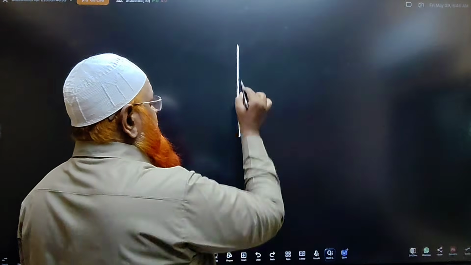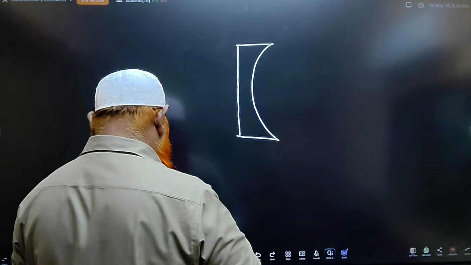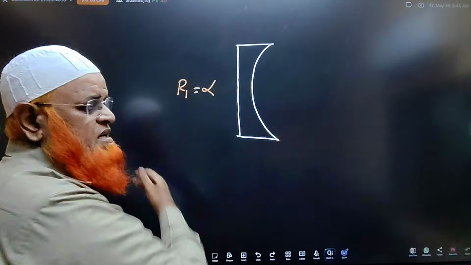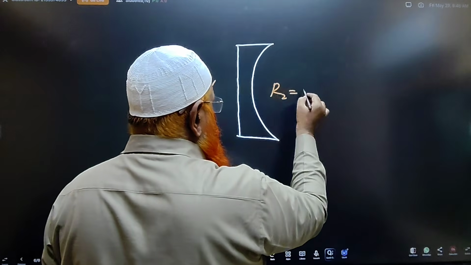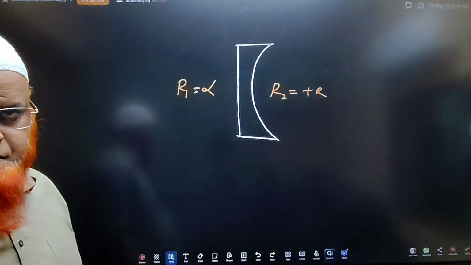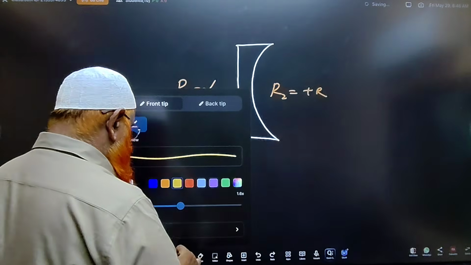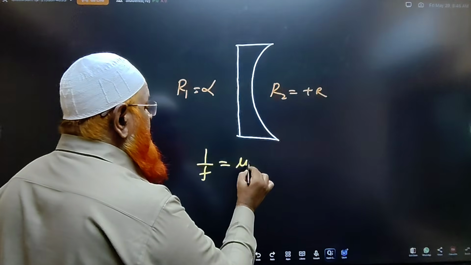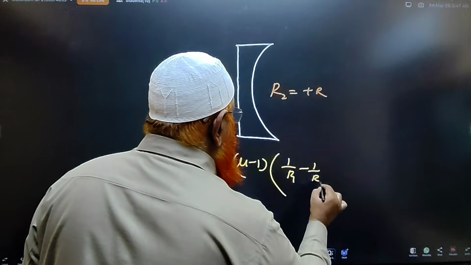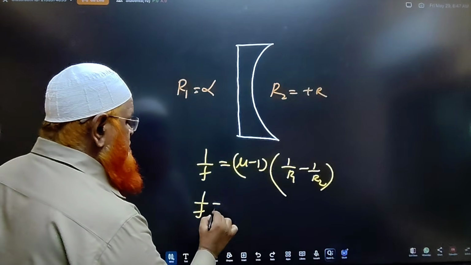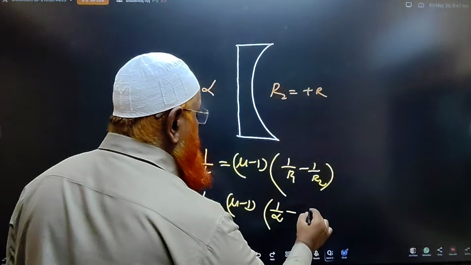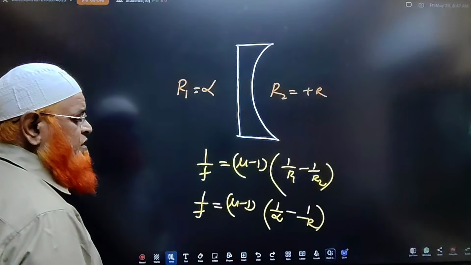So this is a plane surface and this is going to be the concave surface. So here, if this is the concave surface, see, R1 equal to infinity, plane surface infinity, and R2 is going to be plus R. This is the curvature whose center is on the right side, so that's taken as plus R. Hope you understand what I'm saying now. Then after that, if I apply the lens maker's formula, mu minus 1 into (1 by R1 minus 1 by R2). Okay, so 1 by f is equal to mu minus 1 into (1 by R1, which is 1 by infinity, minus of minus 1 by R2, which is minus R). Okay. So what are you going to understand from this?